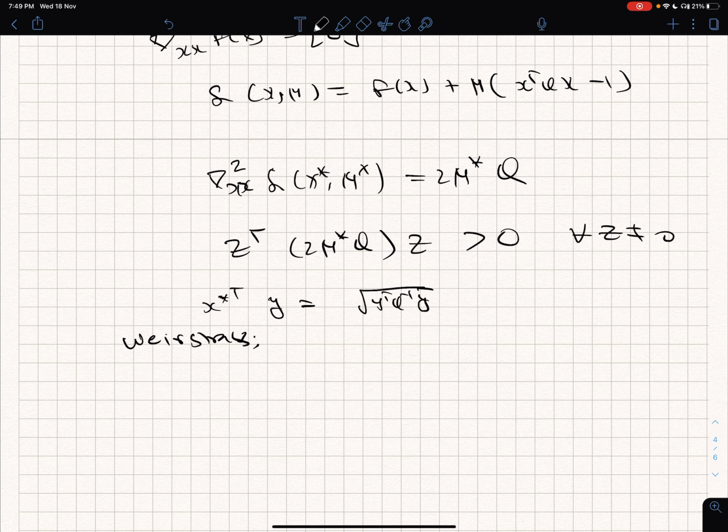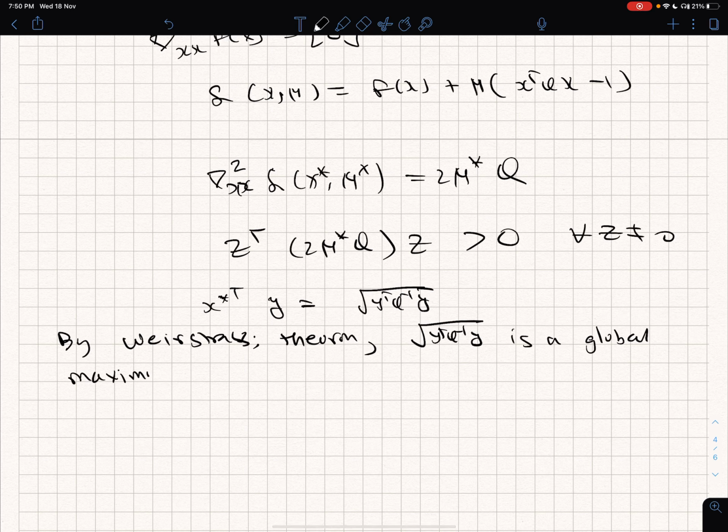So it has a global maximum, and since there is only one maximum, that maximum automatically becomes a global maximum. Why am I bringing in this point of global maximum? By Weierstrass theorem, this is a global maximum.